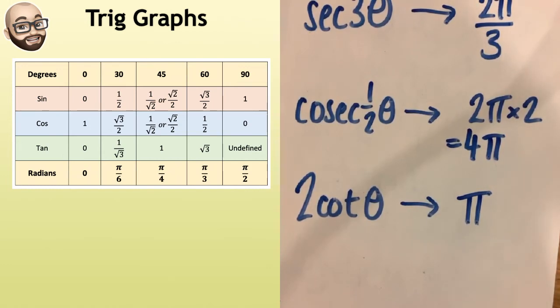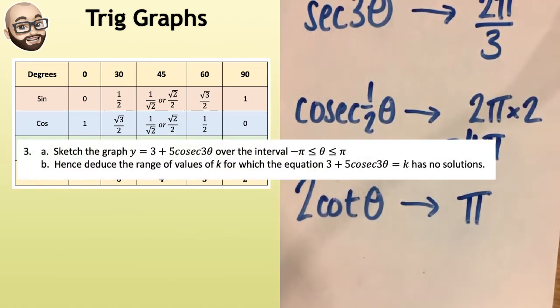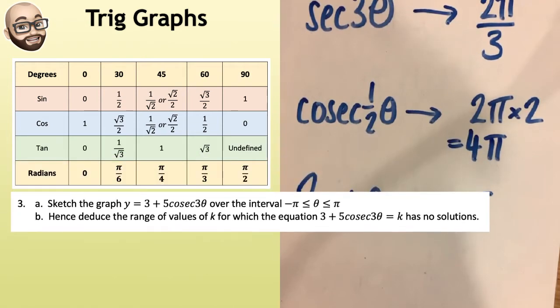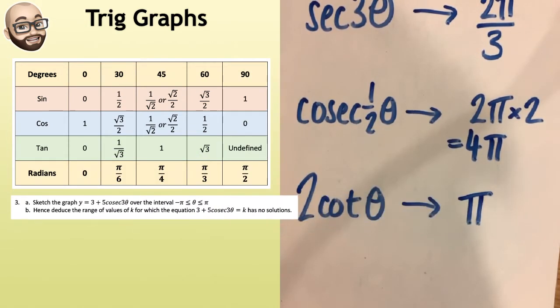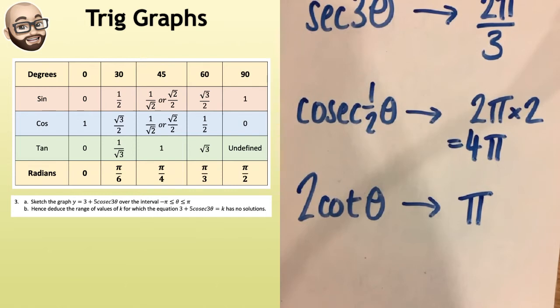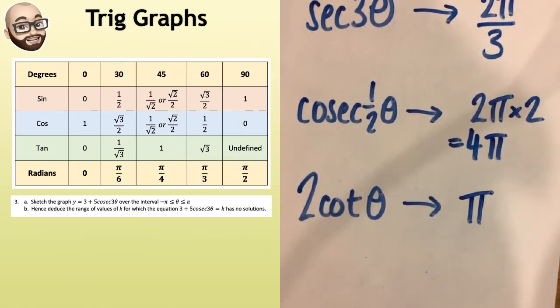Okay, now for the next few questions, I'm going to show you a different piece of software that's going to hopefully help us. It says, sketch the graph of y equals 3 plus 5 cosec 3 theta over the interval from minus pi to pi, and then hence deduce the values of k for which there's no solutions. Now, I could try and do that on these little whiteboards and make an absolute mess of the question. Instead, I'm going to try and do it, hopefully anyway, on a website.